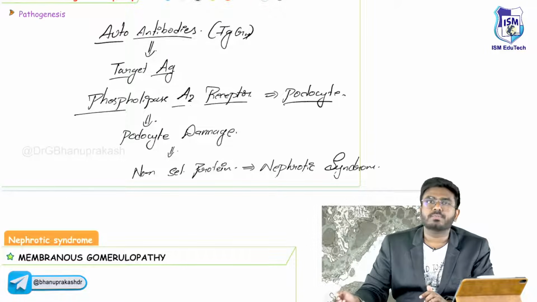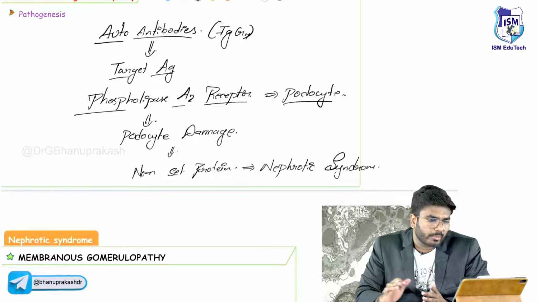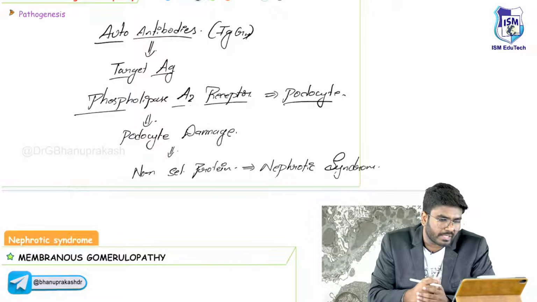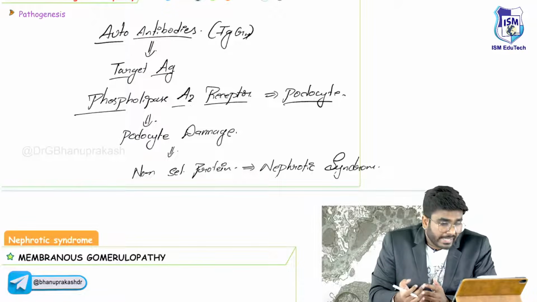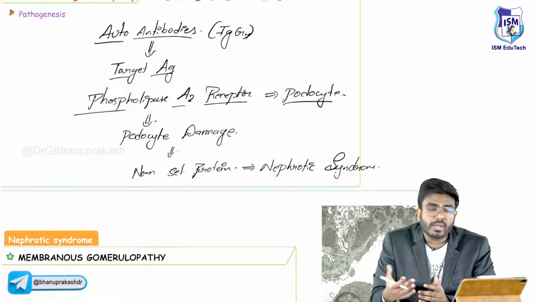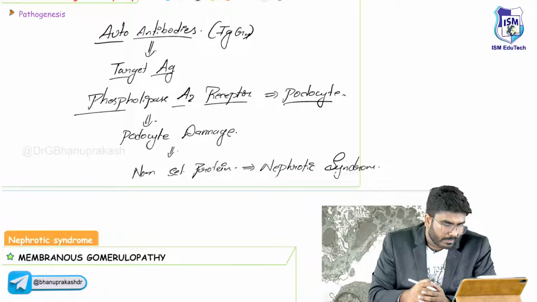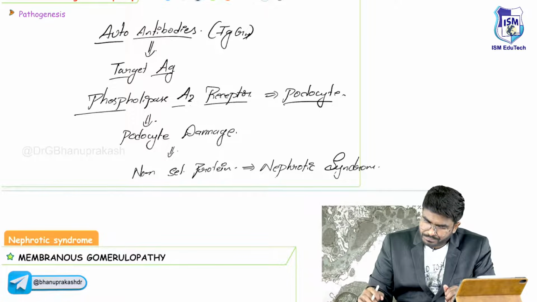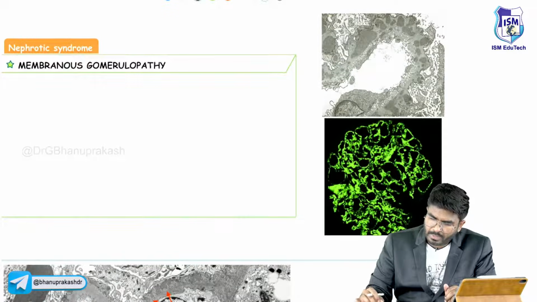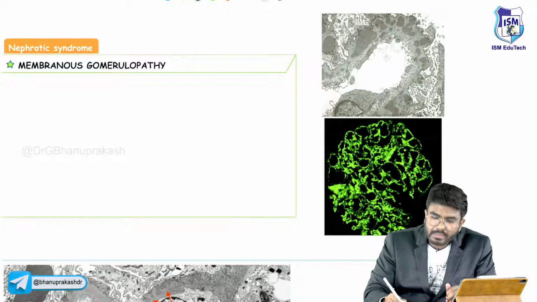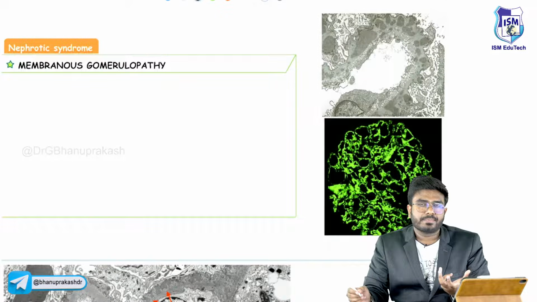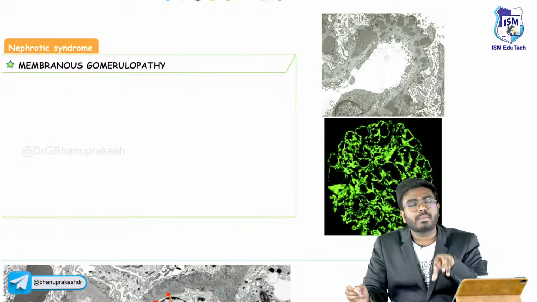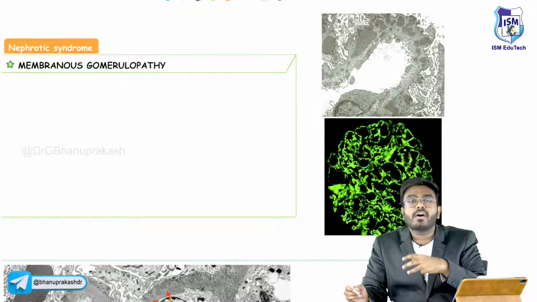As simple as that. So it's almost an autoimmune disease. IgG4 autoantibodies are produced against the phospholipase A2 receptor, leading to podocyte damage, leading to nephrotic syndrome. Now, in membranous glomerulopathy, these are the immune things. Immune antibodies are involved. The antibodies are going and attacking the phospholipase A2 receptor.